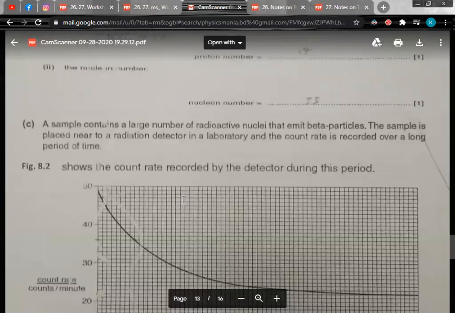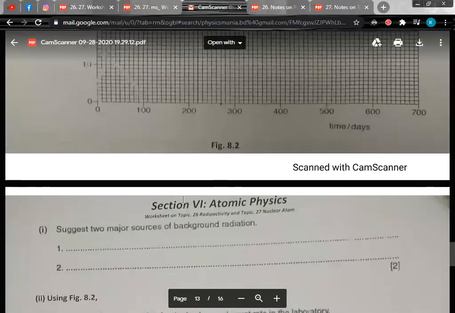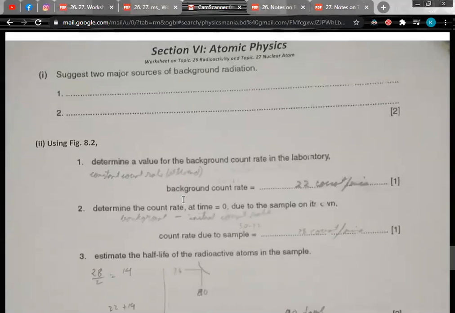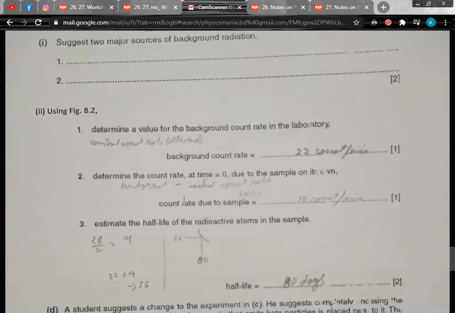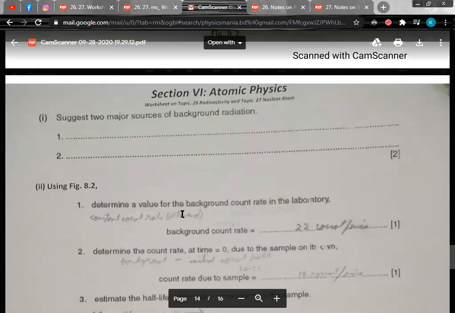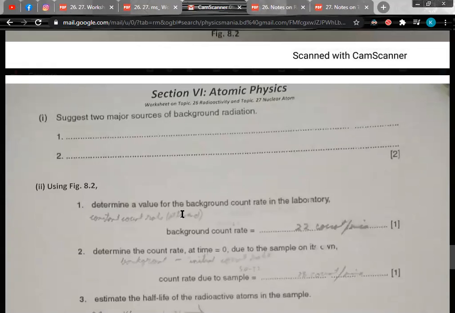Yes, sir. Now we are here. Yeah, it is a nice question. Suggest two major sources of background radiation. You don't know? How come? Yes, sir. Actually, I missed it. I don't know how I missed it, but I missed it. Background radiation sources, for example, you wrote.